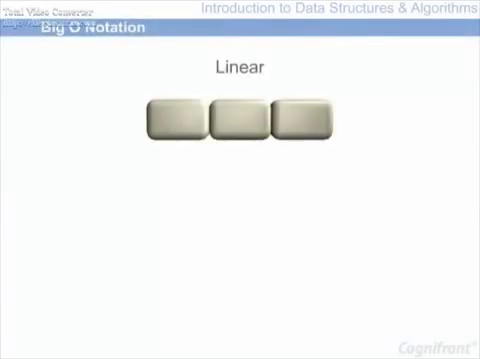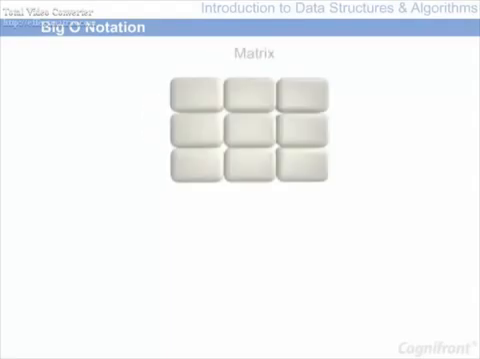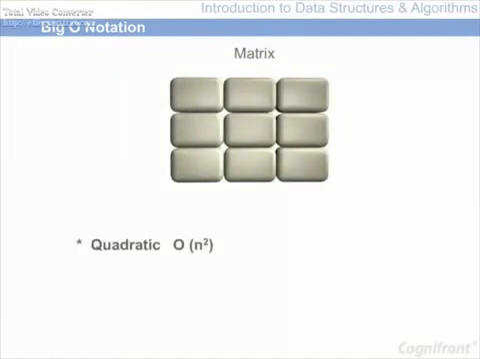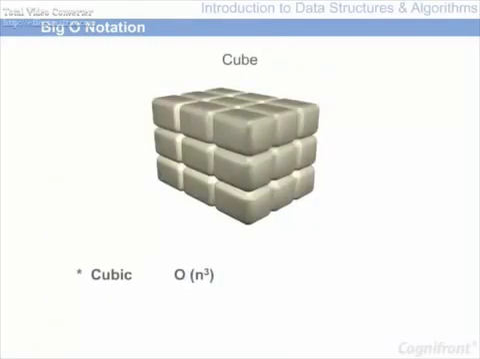For example, consider one-dimensional array. As it is linear, its space complexity is O of n. As you can see, the complexity is represented using function of n. Likewise, if space complexity is quadratic, then it is O of n square. If it is cubic, then O of n cube, and so on and so forth.